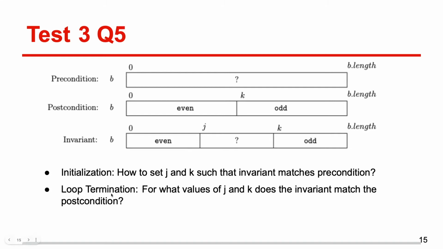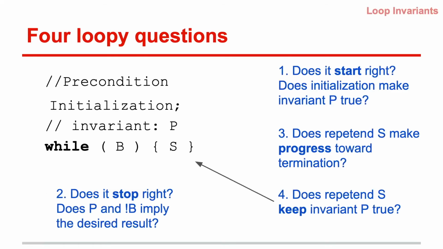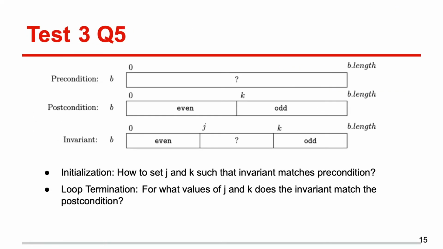For loop termination, we want to consider for what values of J and K the invariant matches the postcondition. For our postcondition, we can see that this question mark, this unprocessed section, is basically nothing. So everything has been sorted into evens and odds. This is when J is equal to K. So that's the condition when you should terminate. That gives you not B, and once you have not B, it's simple to negate that and get B, which is your loop condition.